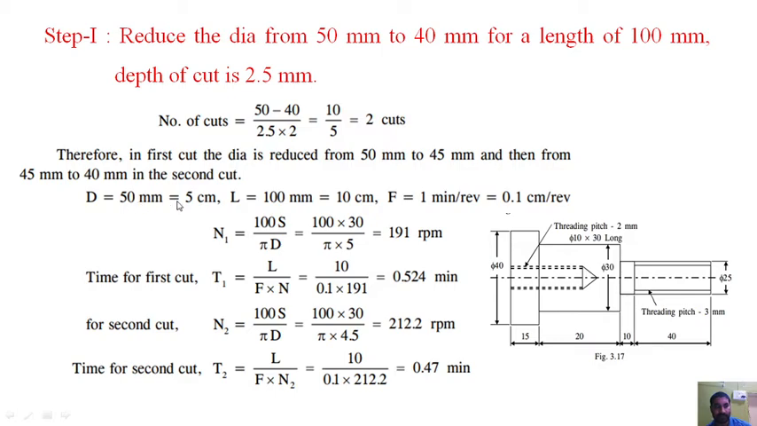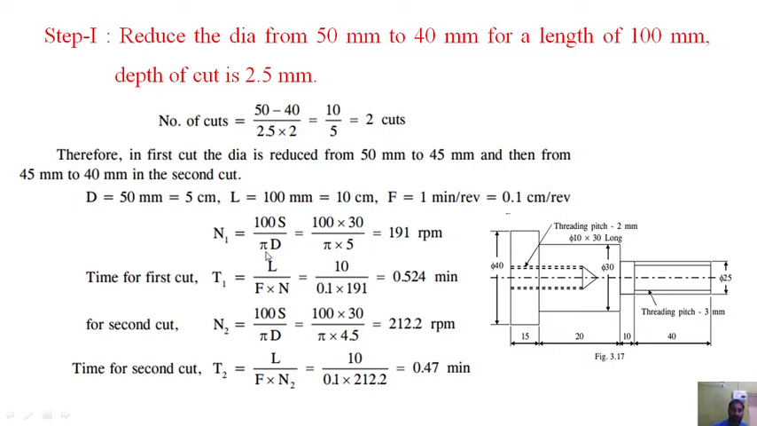For N1, the diameter is 5 centimeter, length is 10 centimeter and feed is 1 millimeter per revolution, that is 0.1 centimeter per revolution. N equals 100 S by pi D. S is 30 meter per minute for the turning operation, and the diameter of the workpiece, the raw material diameter, is 5 centimeter. So you have to take initially 5. So RPM will be 191 RPM.